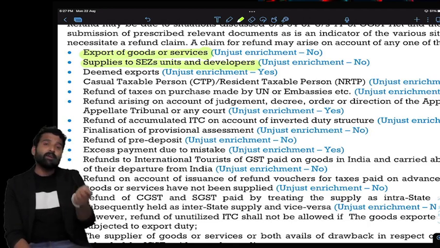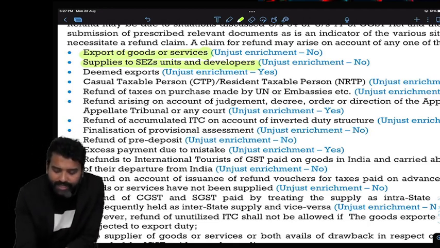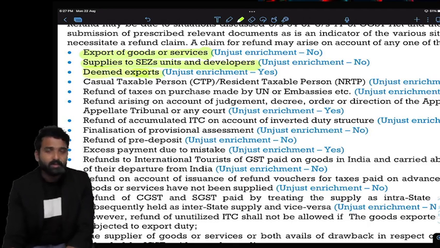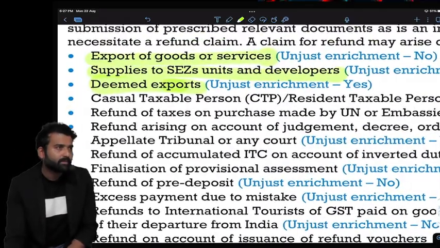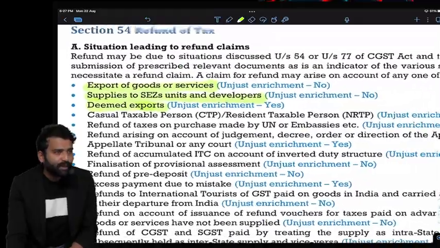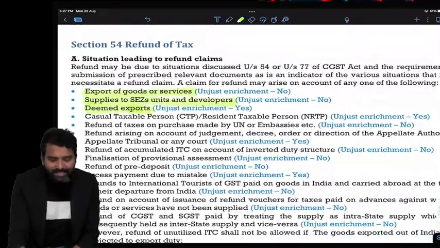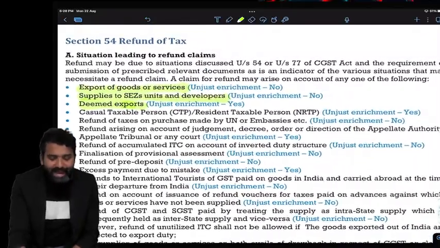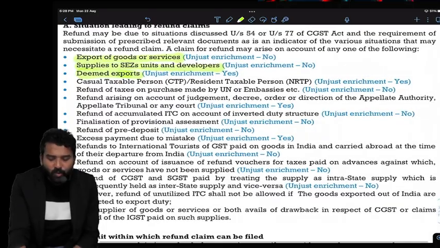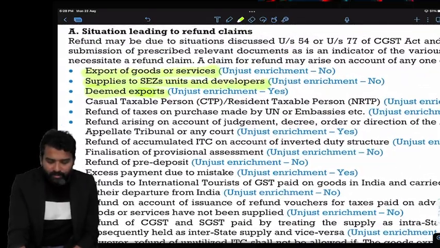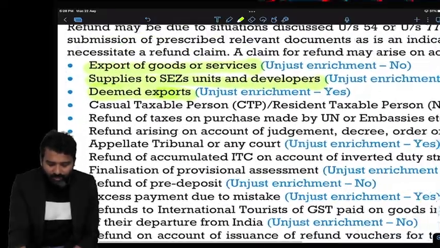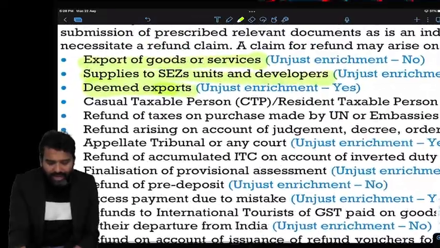Now there is one more refund, and that refund is called deemed export. Can anybody tell me the difference between... Actually the font size is a little bit small, and that's why I am asking you to download the notes, because from there you can easily refer and easily read all the points. I am actually zooming in.